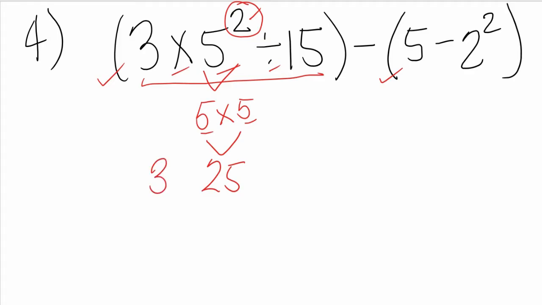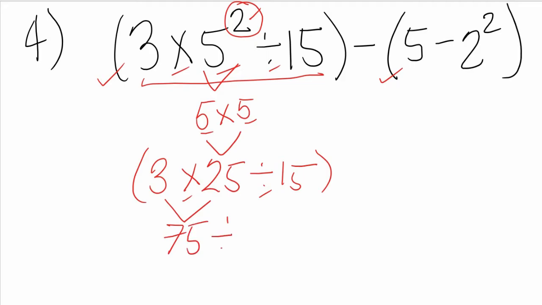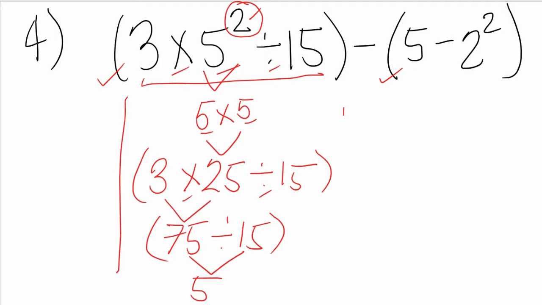And then we can copy 3 times 25 divided by 15. Okay? So, next, wala na tayong exponent, di ba? So, hanapin natin ay multiplication and division. So, we have a multiplication here and a division here. Pero, mas nauna si multiplication. So, we do 3 times 25 first. 3 times 25, 75. So, we will divide this by 15, parentheses. So, this term, 75 divided by 15 is 5. So, na-simplify na agad natin yung ating first na parenthesis. Then, susunod natin si-simplify ay itong second parenthesis na to.